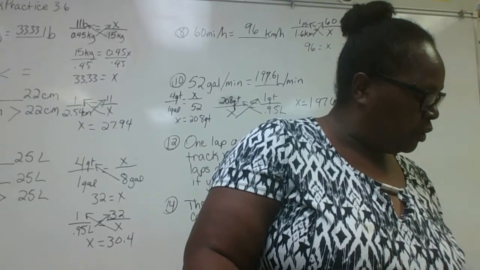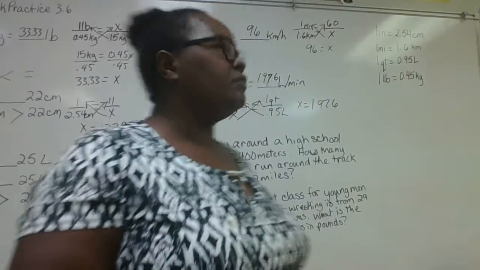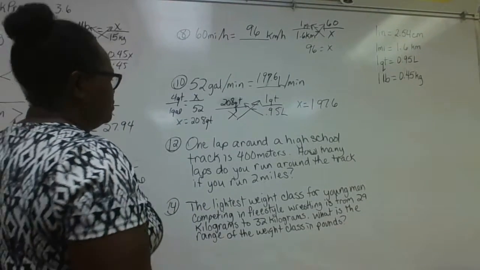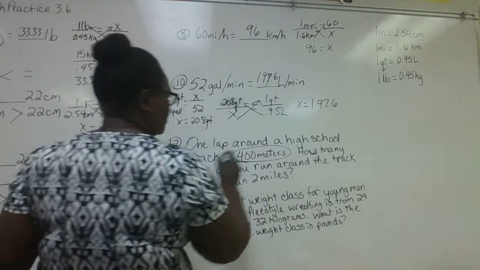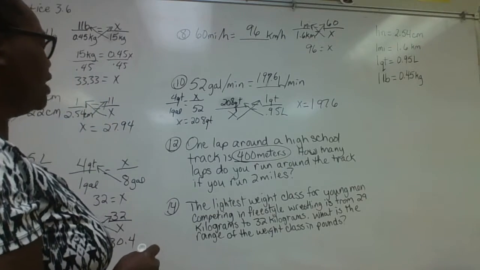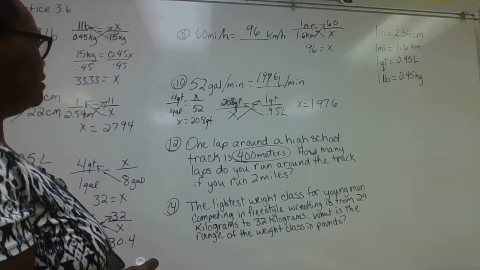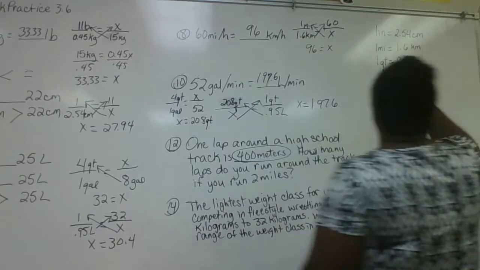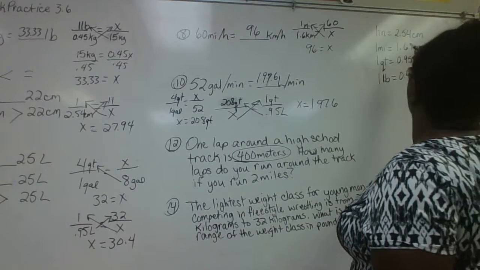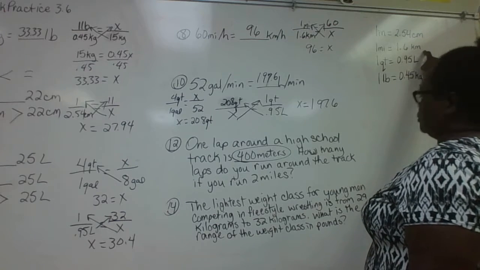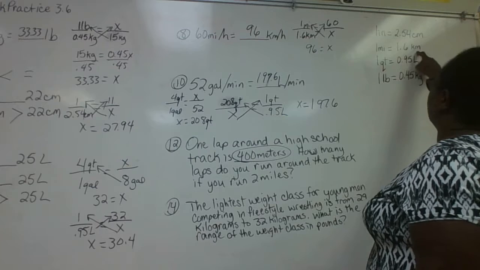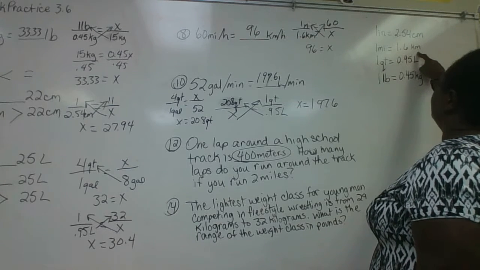All right, so now we're on number 12. On number 12, it reads, 1 lap around a high school track is 400 meters. How many laps do you run around the track if you run 2 miles? Well, let's set up our conversion. Miles to kilometers, but here they're talking about meters. So we would need to convert our kilometers to meters.